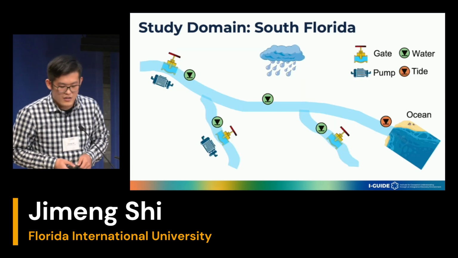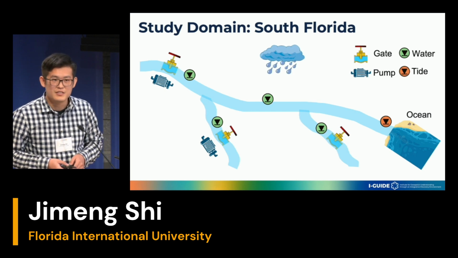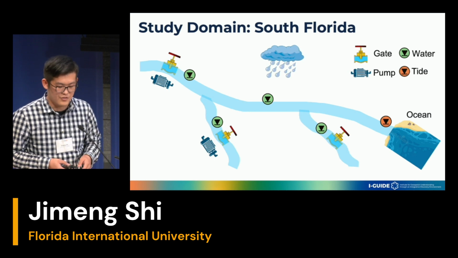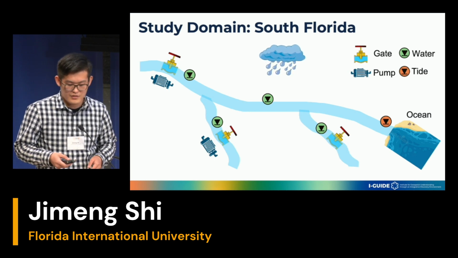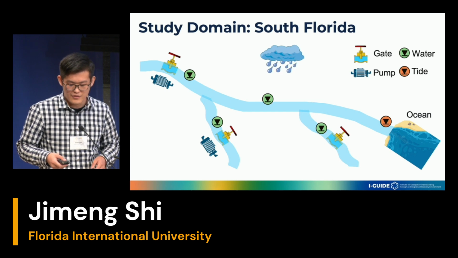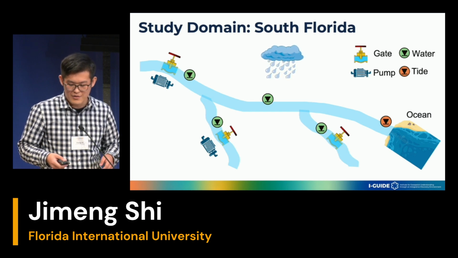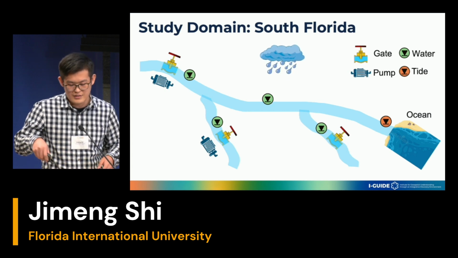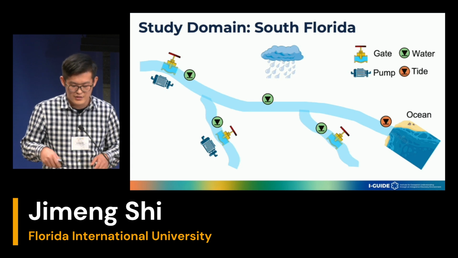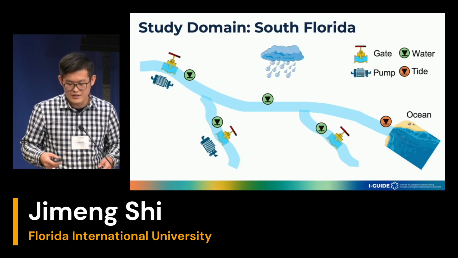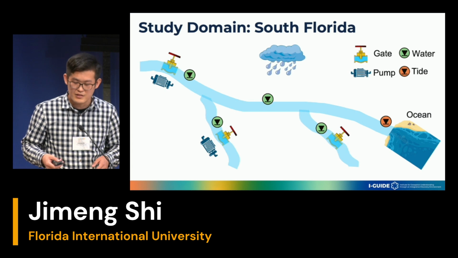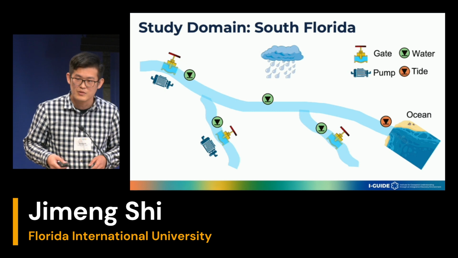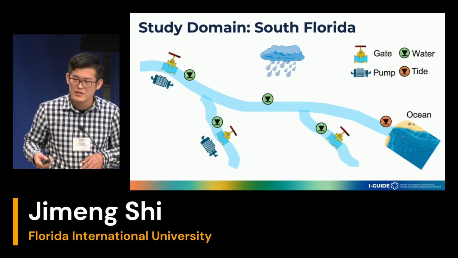We took the domain of South Florida, which is a coastal system that is highly prone to frequent storms and floods. In this domain, we have some information of the water level that's distributed in different locations in this river, and we also have some covariate information like the rainfall information and the tide information, because this is a coastal system. It has to be impacted by the sea level.